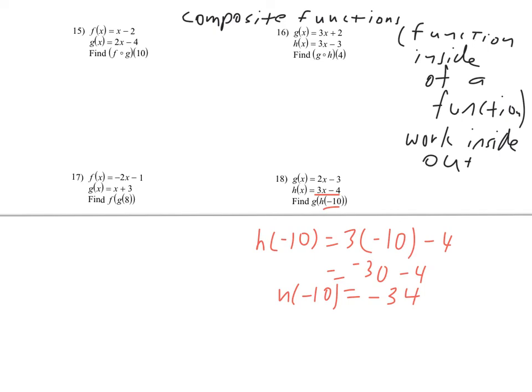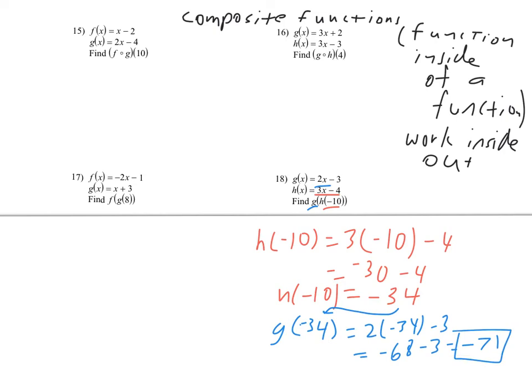Now, I'm not done. I need to take that and plug it into the outer function. That's going to be g in this case. So I'm going to take that and plug it in there. You get your answer from the inner piece and you plug it into the outer piece. So now I'm going to go over to the g function and plug in a negative 34 for x. I know this one is negative 68 minus 3. If you're not sure on that, you can use a calculator if you want. And so we get our final answer here of negative 71.